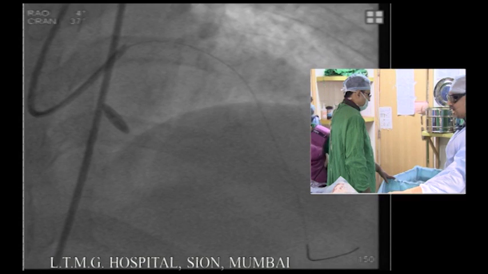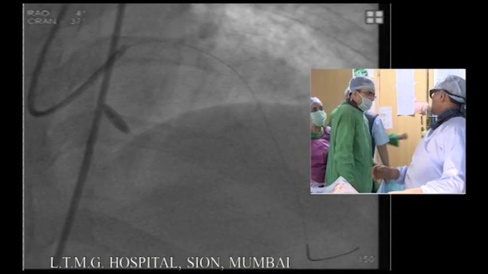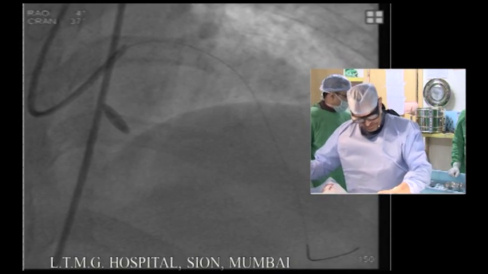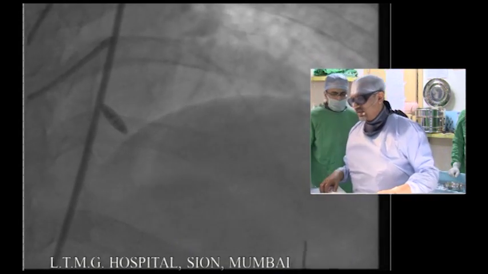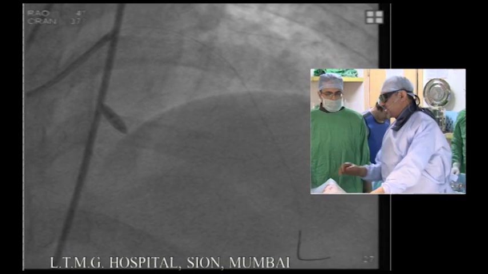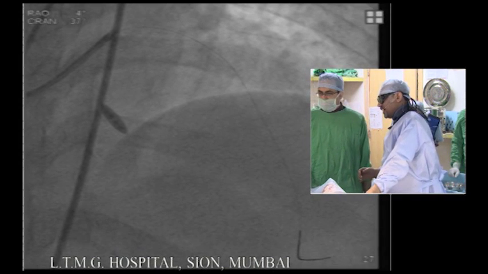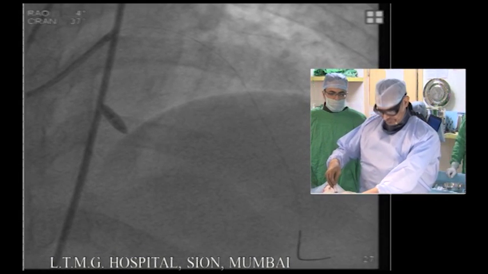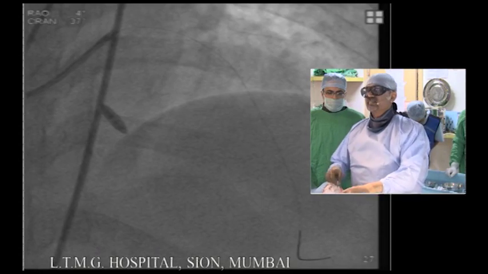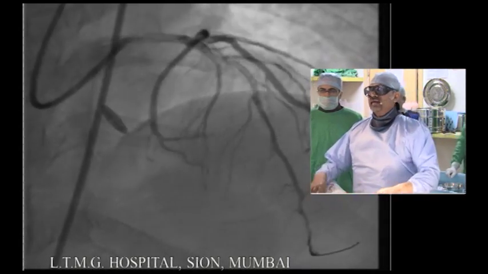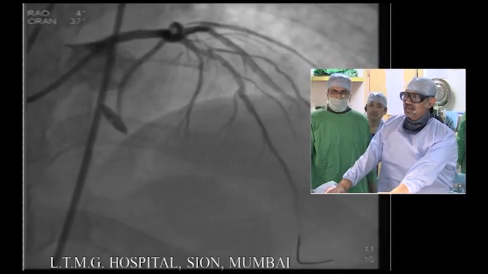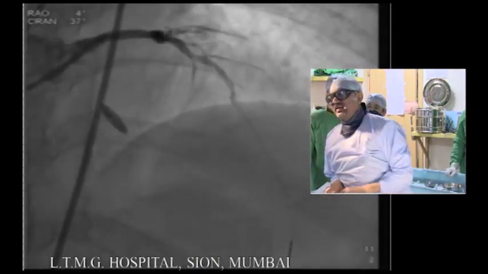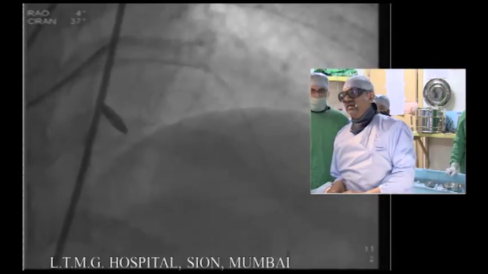There is some problem at our end as far as the IVUS is concerned. They had not brought the catheters for doing IVUS. So we are just waiting for the OCT. Meanwhile, I am planning to stent the lesion and then we'll do the OCT. So we are planning the lesion stenting with a 3 by 2.5, 60 millimeter. We'll just land up in the mid LAD and then we'll do the OCT.